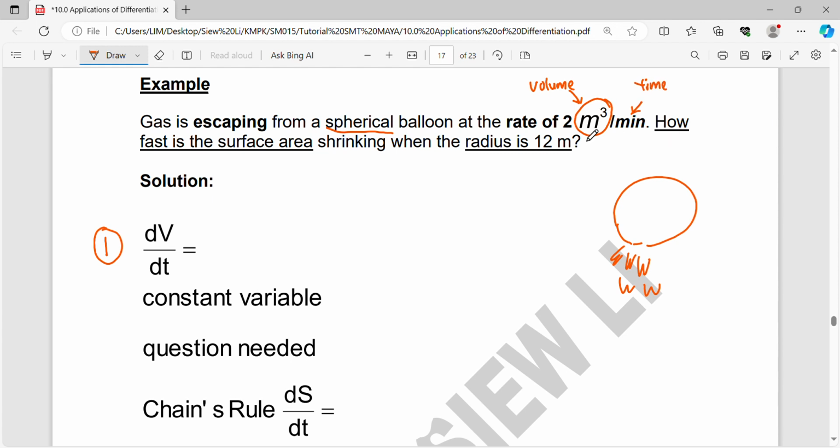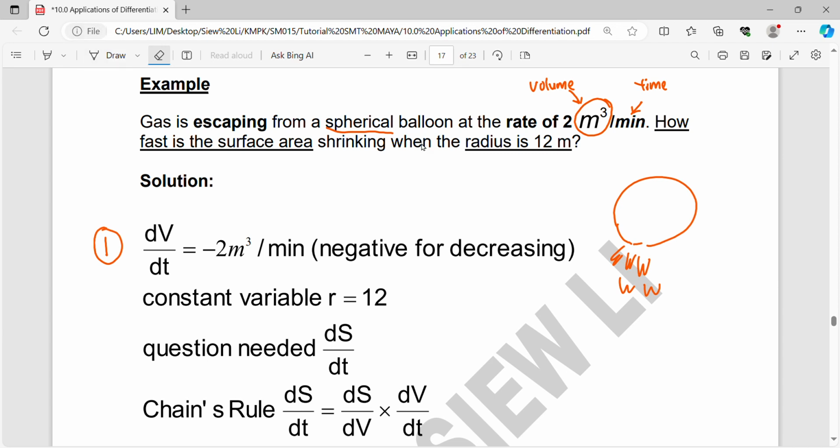Therefore, our variable here will be dV/dt, the change of volume with respect to time. So dV/dt will be negative 2 meter cube per minute. Why do we put negative? Because the gas is escaping, so the volume is getting smaller and smaller. So that's our first piece of information, our variable dV/dt, and our constant is when the radius is 12 meter.